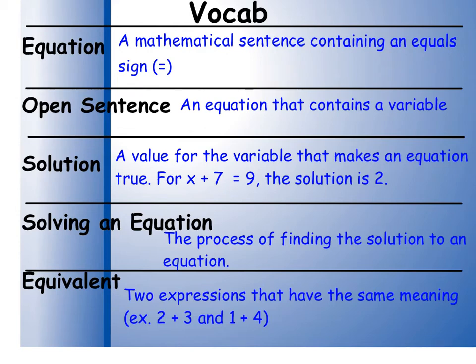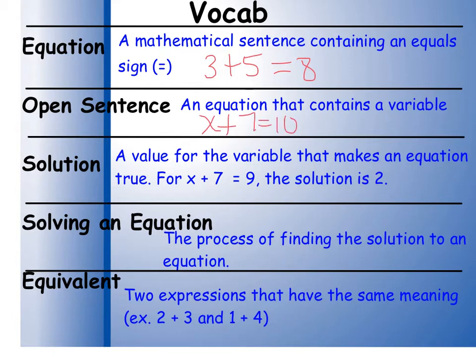Hi everybody, today we're going to talk about variable equations, and here is the list of vocab terms. An equation is just a mathematical sentence that contains an equal sign. As a matter of fact, an equation can be one that doesn't even have variables. Like if I say 3 plus 5 equals 8, that would be considered an equation. An equation that does have a variable, like x plus 7 equals 10, is called an open sentence.